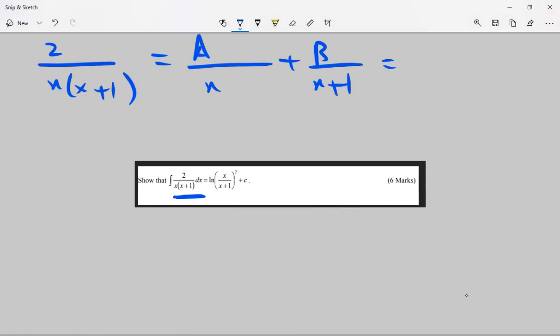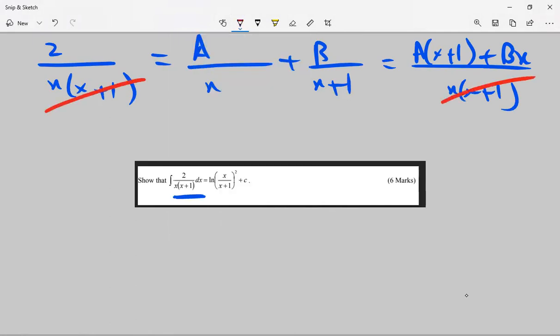We will use the LCM, x into (x plus 1). A should multiply by (x plus 1) and b should multiply by x. The left and right denominators will be cancelled, and 2 is equal to a of (x plus 1) plus b of x will be the final one.